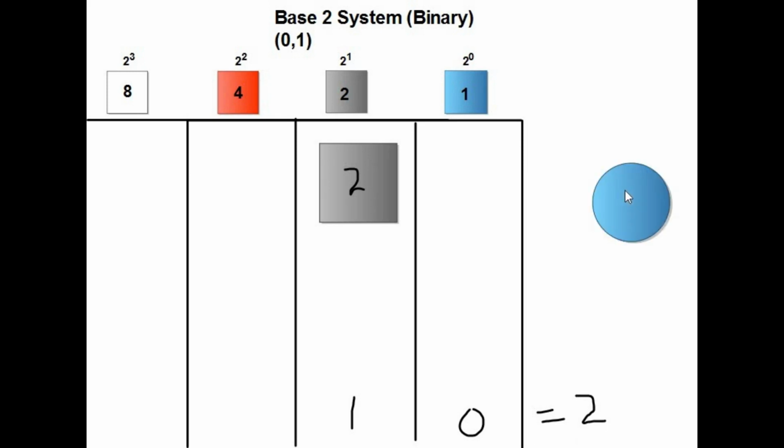Let's add one more disk to it. Now we'll update this to a 1. And now we have a gray box filled with 2 disks, and we have an individual disk in the blue box column. That means we have 3 disks in total, so let's update that.